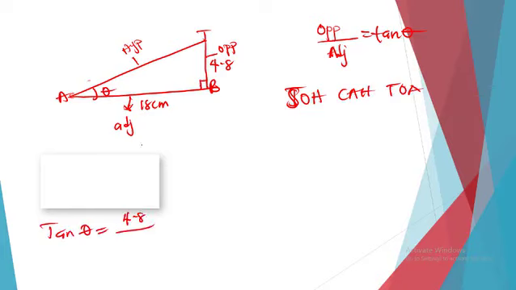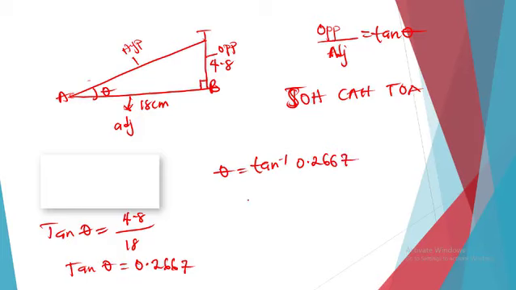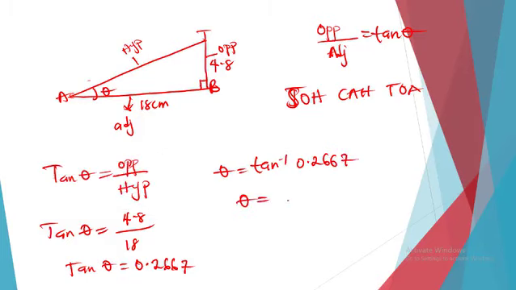4.8 all over our adjacent, which is 18. Tan theta is equal to 4.8 divided by 18, which will give us 0.2667. Then theta is equal to tan inverse of 0.2667. Theta will give us 14.93 degrees. Okay, and that's just the answer.